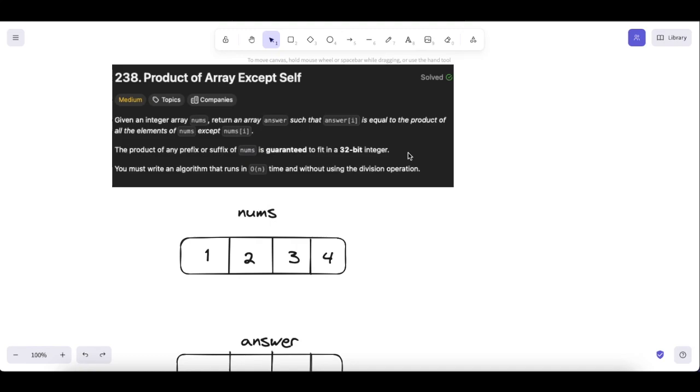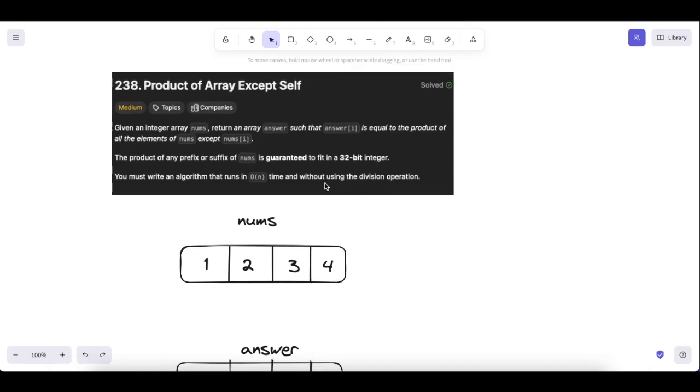Hey everyone, today we'll be going over LeetCode problem 238, product of array except self. This is another problem off the Blind 75 list, which is a list of problems commonly asked during technical interviews.